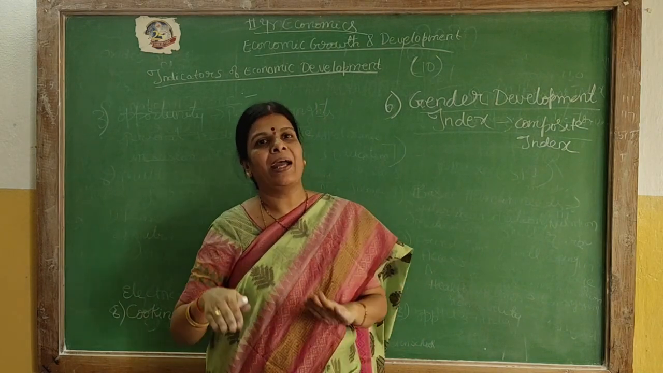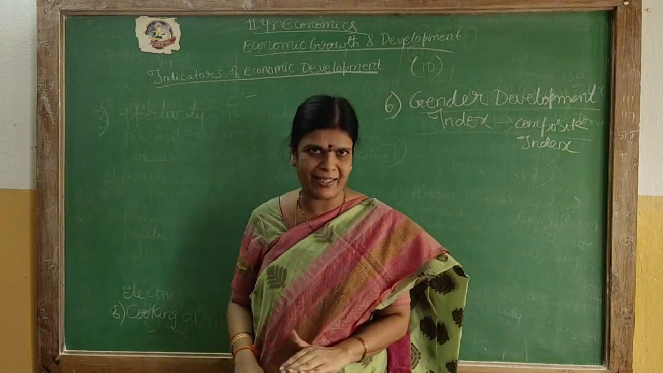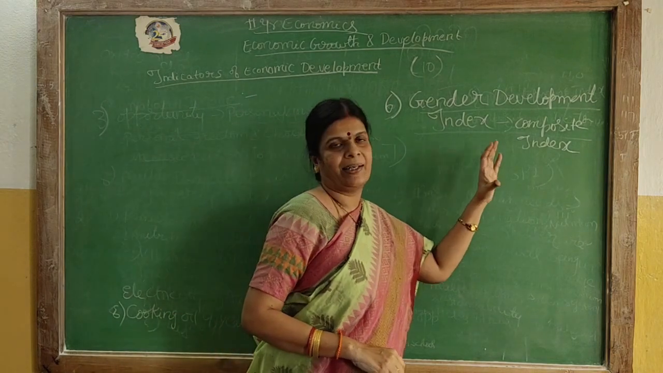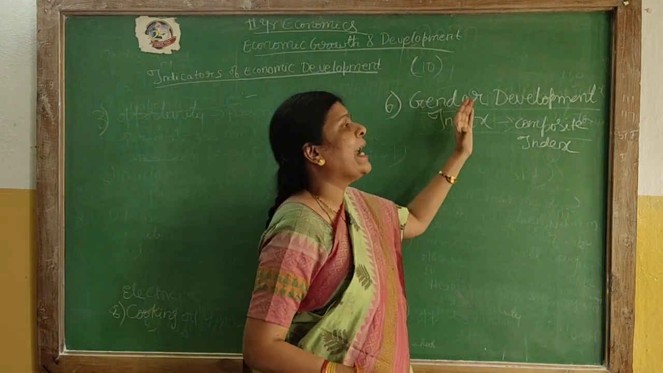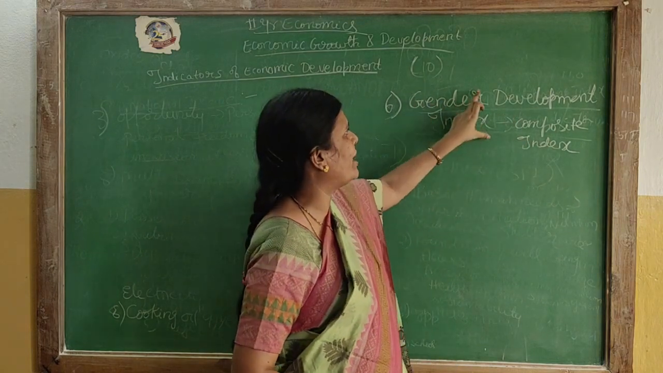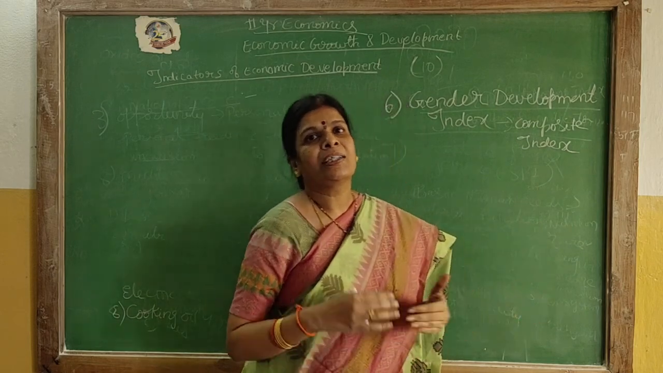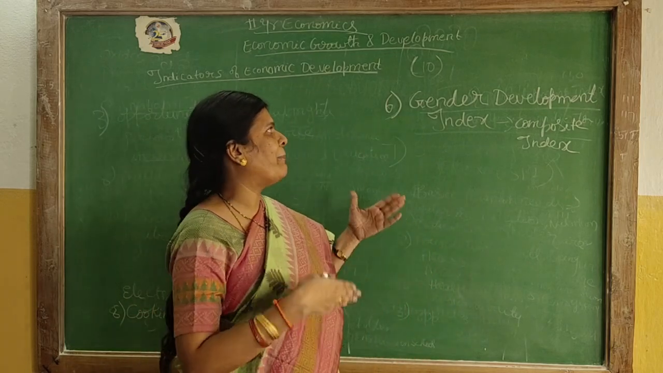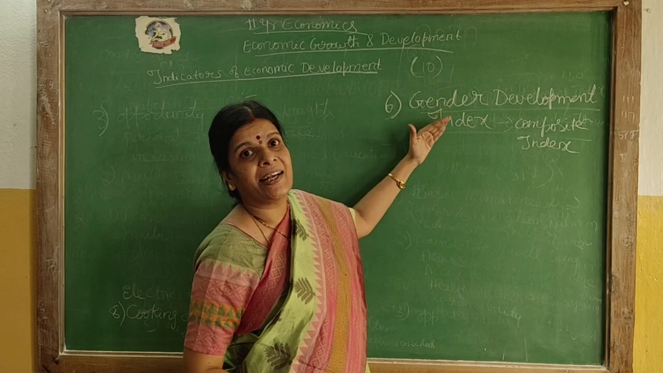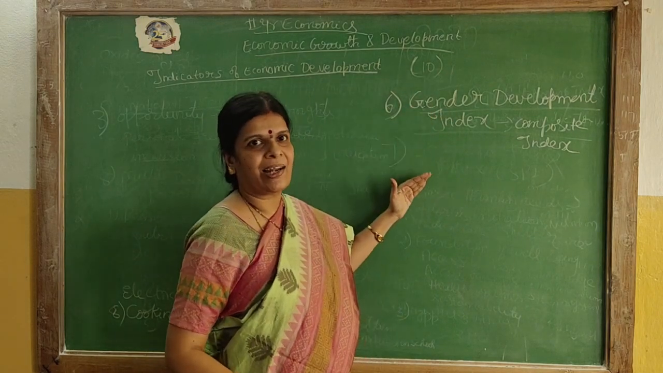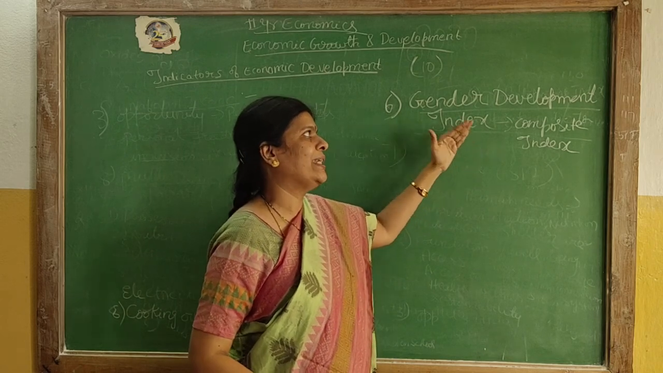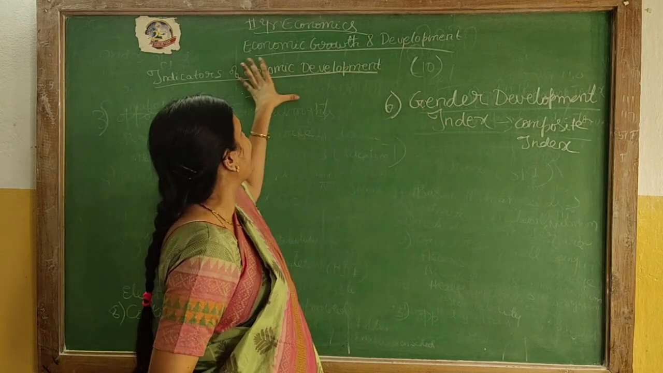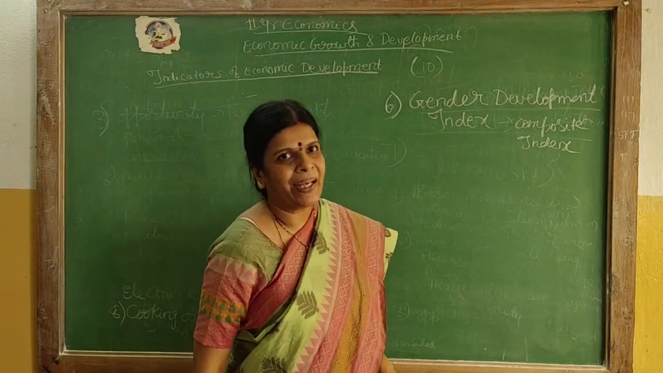Both men and women should have equal opportunities in political participation, economic participation, then power over resources. That is called gender empowerment. This gender development index can be achieved only through gender empowerment. Countries like India, Pakistan, Saudi Arabia have more gender inequalities, but countries like Norway, USA, Canada have gender equality. So a country which has less gender inequalities can achieve economic development.